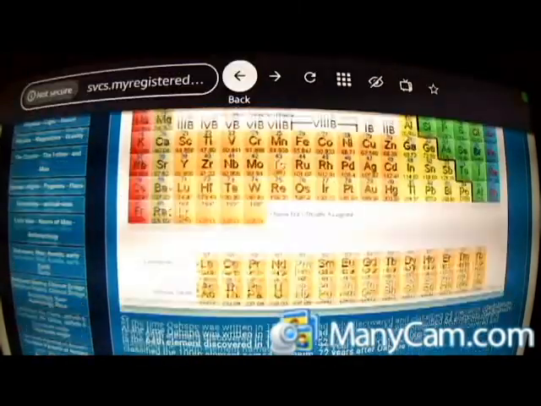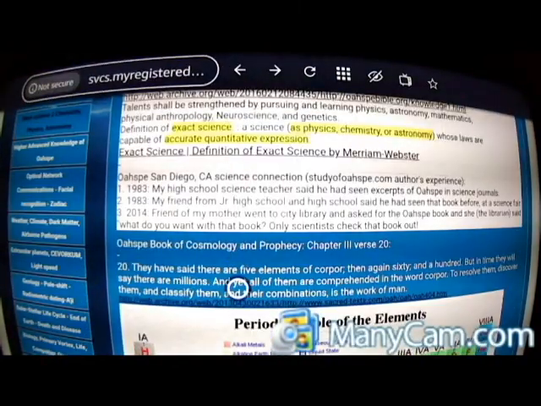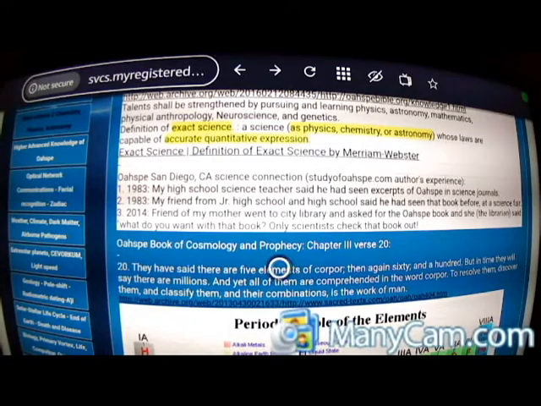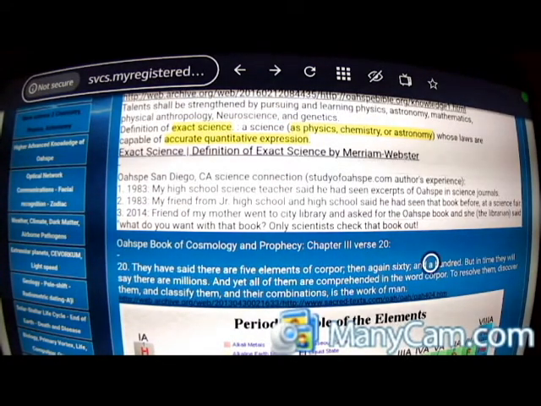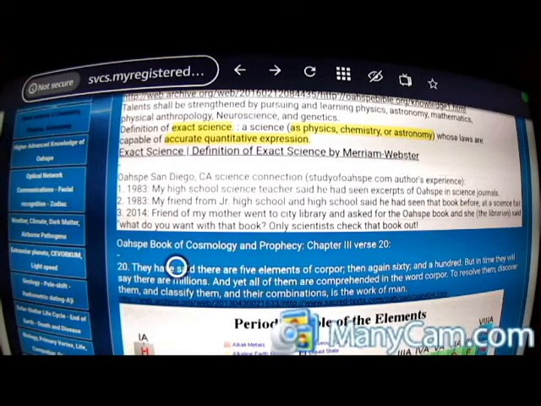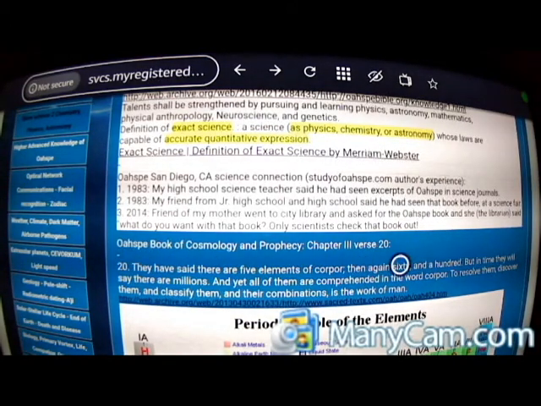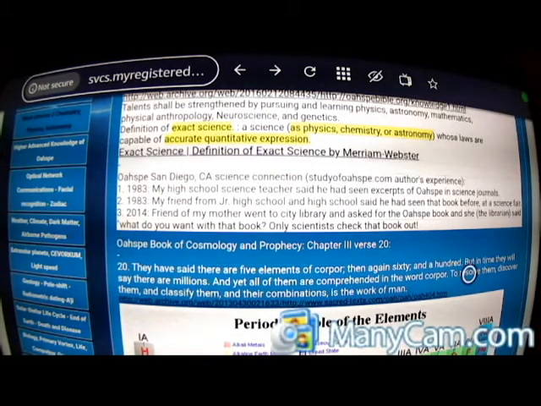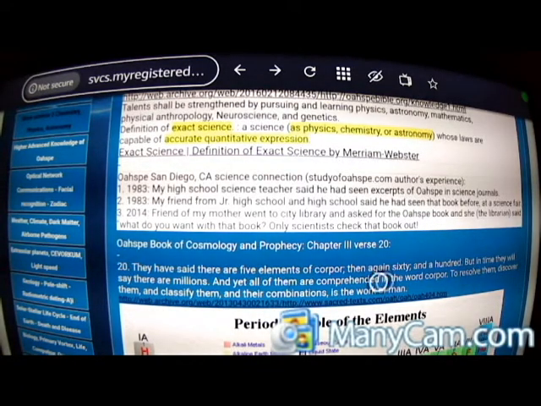Oahspe said they have said, meaning man, there are 5 elements of corpor, then again 60 and 100. And to resolve them, discover them, and classify them and their combinations is the work of man.